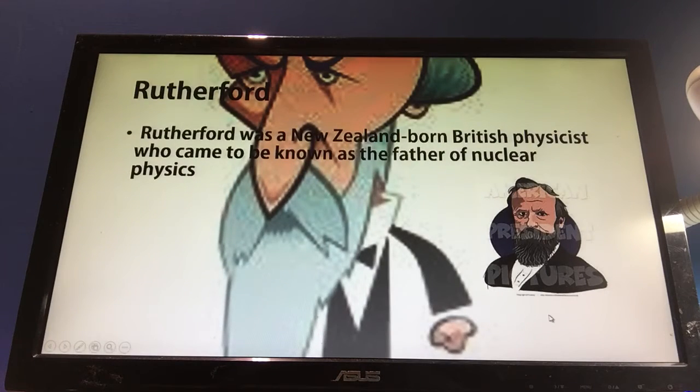Rutherford. Rutherford was a New Zealand-born British physicist who came to be known as the father of nuclear physics.